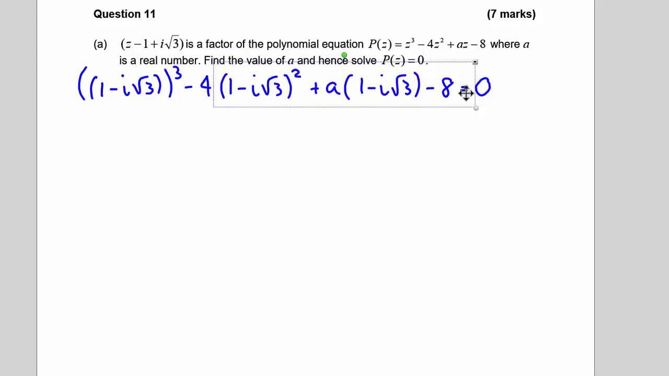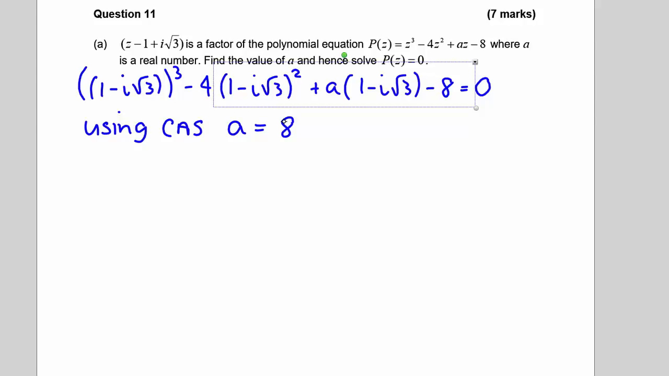And you can go ahead and use your CAS calculator. There are other ways of doing it as well to expand that. Okay, but using CAS, a will equal 8.